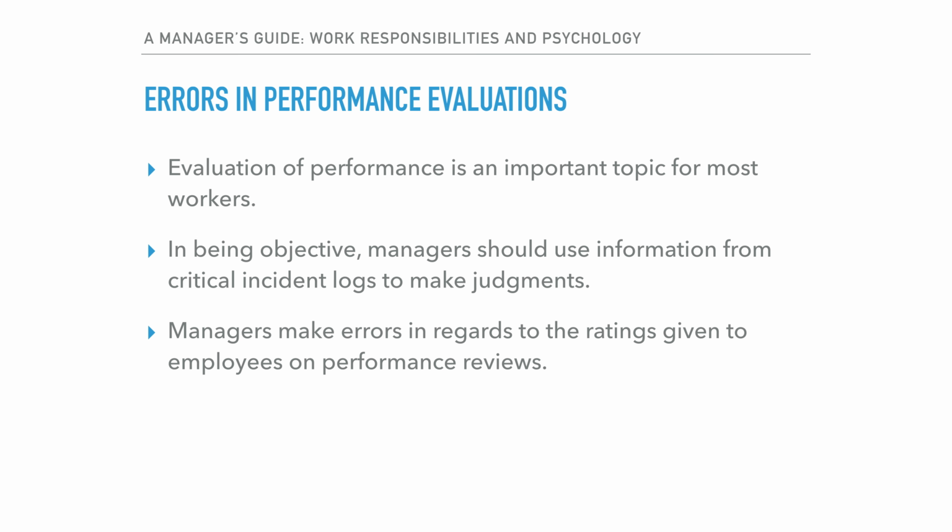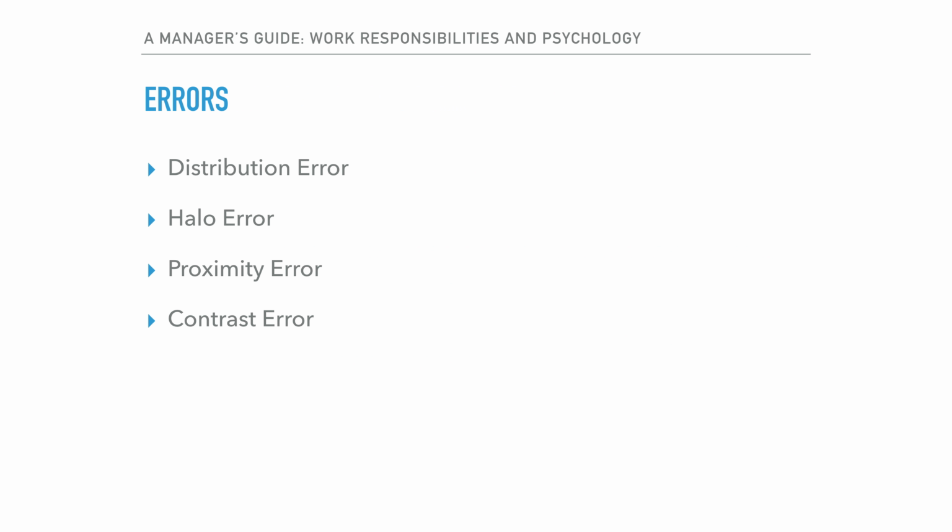Now, as objective as professional managers may believe themselves to be, there are errors which crop up in the process of management. A good example of this would be in regards to the ratings that are given to employees on performance reviews. You see, managers can make mistakes, and they especially make mistakes on performance evaluations. They do that surprisingly often. So, in this lecture, I'm going to discuss the several types of errors which can happen.